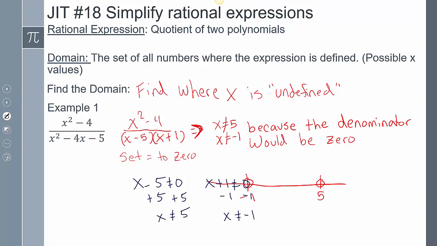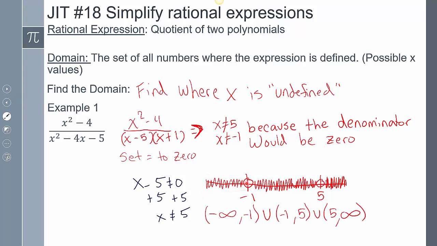So what I can do now is create a number line, and on this number line, I say what x can't be. In this case I said it can't be negative 1, and I said it can't be positive 5, but I didn't say it can't be anything else. And so I can make the assumption that x is going to be everything else, and that's why everything else would be shaded. And so from here, we can write this in interval notation. I can say from negative infinity all the way to negative 1, union from negative 1 all the way to 5, union from 5 all the way to positive infinity. And this right here is going to be the domain of my rational expression.